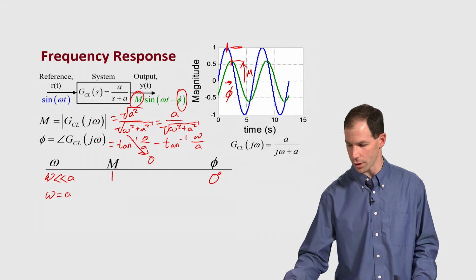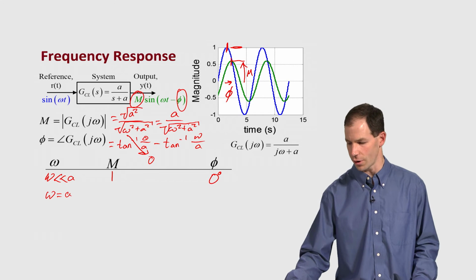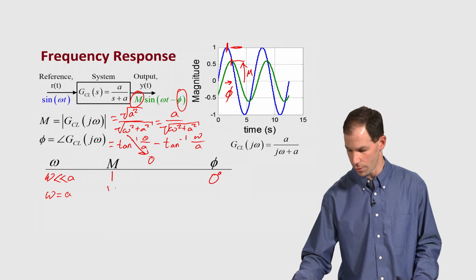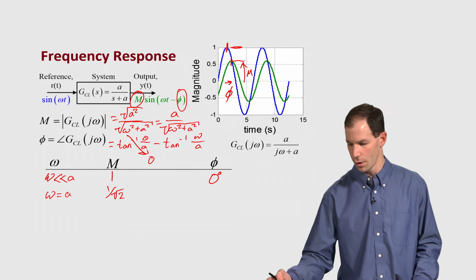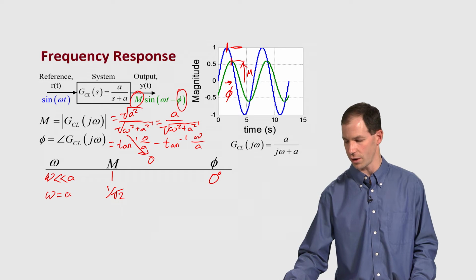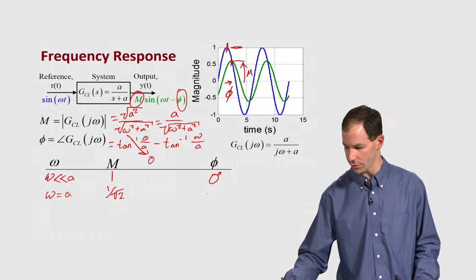In this case, now I plug in omega equals a into this first term, and I get a in the numerator. I get a squared plus a squared in the denominator and the square root of that. So as I simplify that, I get 1 over the square root of 2. And then I do the same thing for the phase angle plot, and minus the inverse tangent of a over a, so 1, and that is 45 degrees, and notice it's a minus 45.